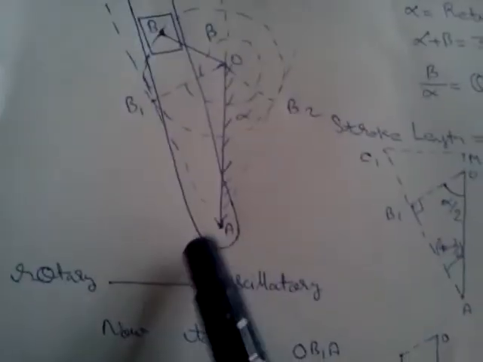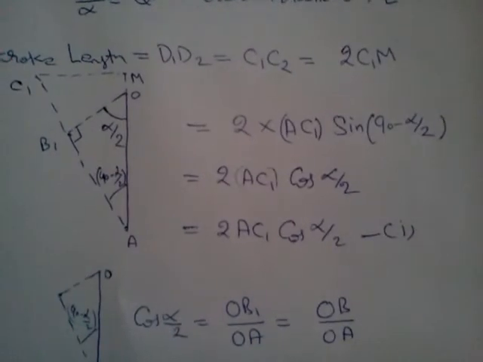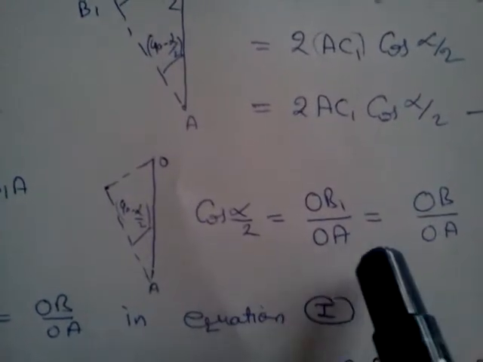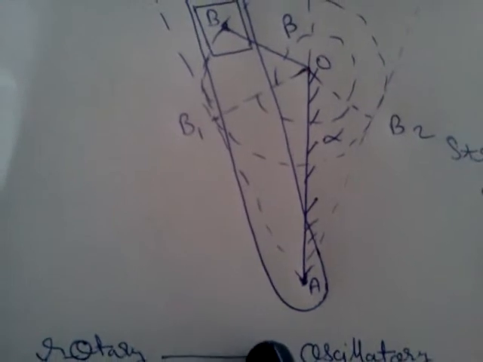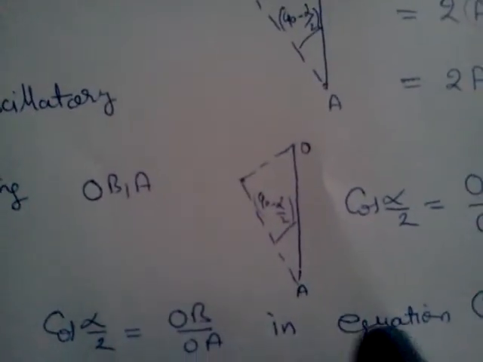Now considering only this triangle AOB1, we can calculate the cos of alpha by 2. From this triangle, the cos of alpha by 2 is equal to OB1 by OA. Look at it, cos of alpha by 2 from here will be this, B1 here.